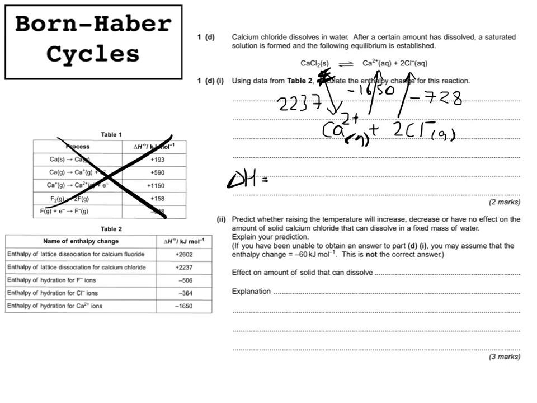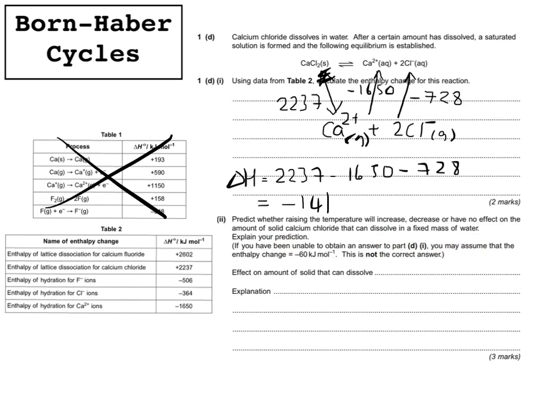And then just add those together to get your delta H. So delta H equals 2237 minus 1650 minus 728. So that equals minus 141. So that delta H value is for the forward direction of that equilibrium, which is important for this next question. So it says predict whether raising the temperature will increase, decrease, or have no effect on the amount of solid calcium chloride that can dissolve in a fixed mass of water.